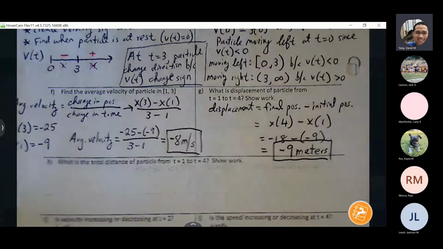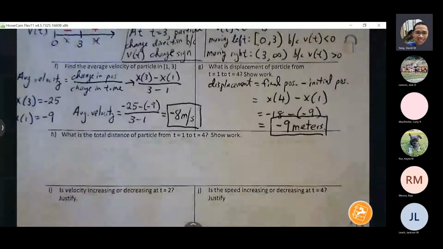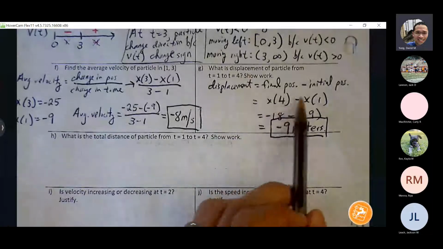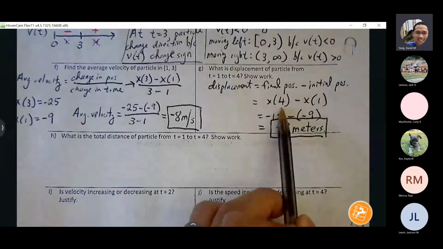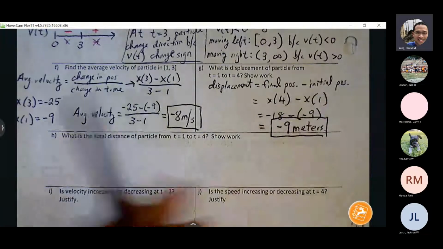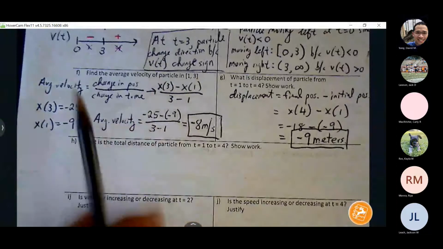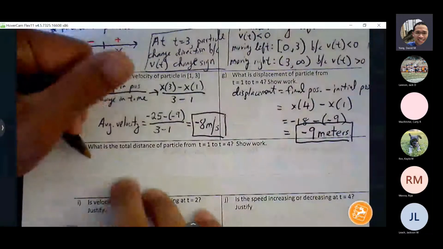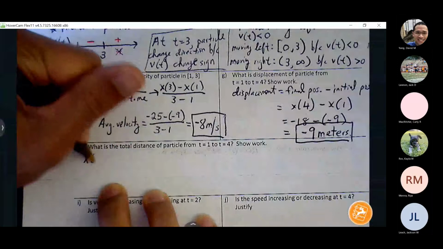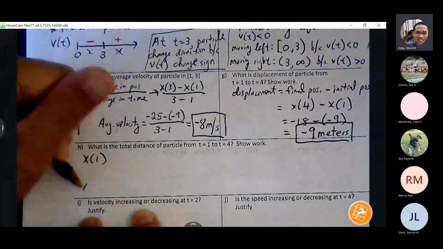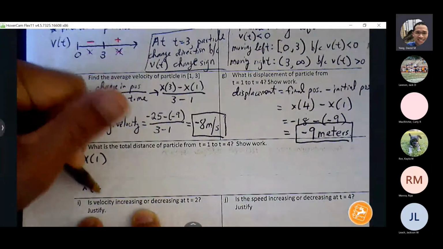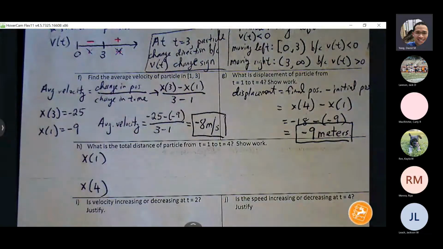Okay, part H, what's the total distance? Total distance is similar to displacement. We're still going to use initial position and final position, but there could be an additional location that we're looking at. We have to consider, is there a time period between our initial and final where there is a direction change? Because if there's a direction change, then all of a sudden we have to keep track of his motion forwards and backwards.